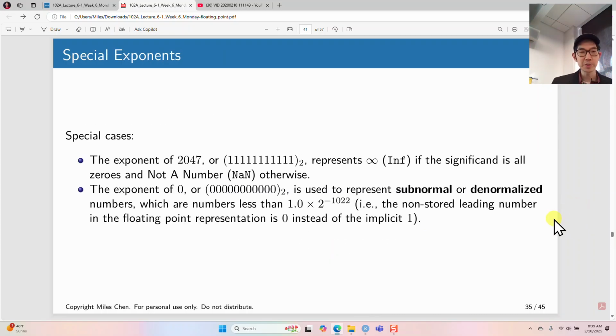Okay. So the special case of all 1s is used to represent either infinity or NaNs. Okay. And then the special case where the exponent is all 0s, this puts us into a different mode called the subnormalized or denormalized mode. And when we are in subnormal or denormalized mode, then we have a different set of rules that will allow us to represent values like 0 and other small values. Okay, and in that case, the non-stored leading number is going to be a 0 rather than a 1. And that will get covered on Friday's lecture.